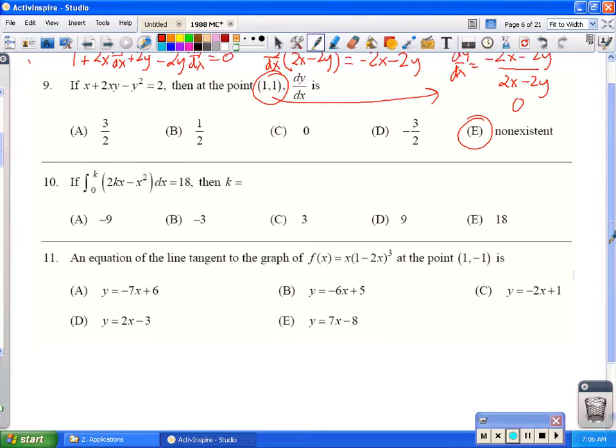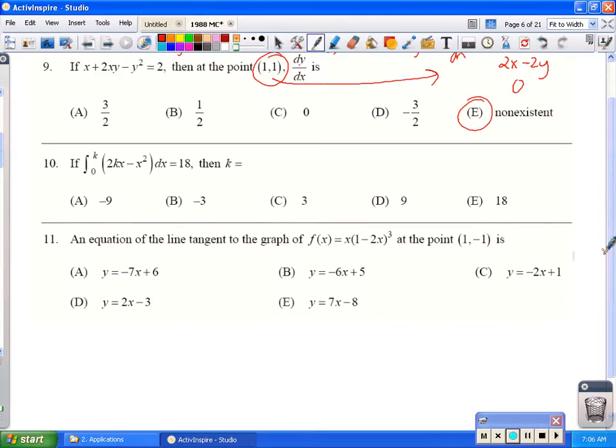In number 10, they're asking me to find an antiderivative, and they've already told me the answer is 18. K I'm going to treat as a constant, so when I find the antiderivative, I will get 2kx squared over 2, so that would just give me kx squared. The antiderivative of the second term is x cubed over 3. We're evaluating that from 0 to k, and the answer is supposed to be 18.